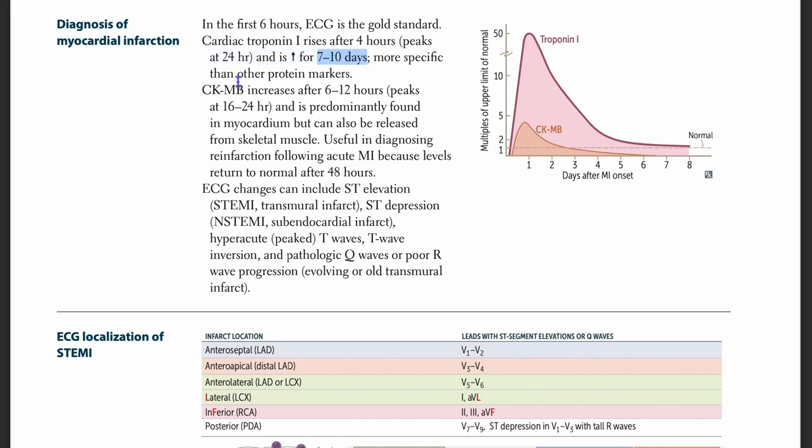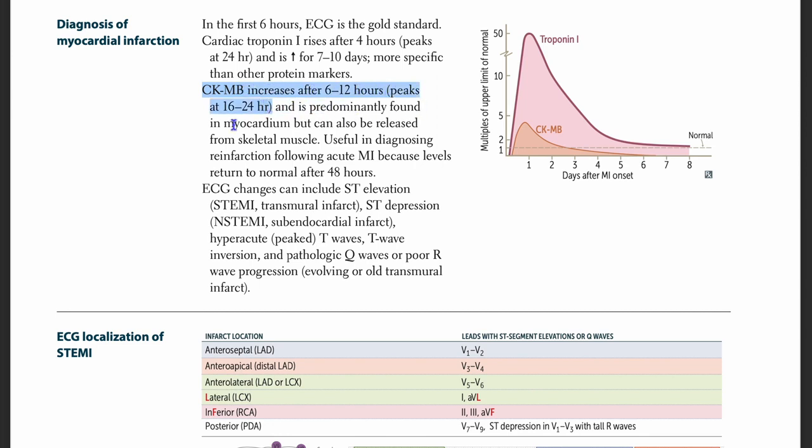It's more specific than other protein markers. So this is troponin. The levels rise up to here, and then it goes down like that. Right. So you're pretty good until like over here at least. And even if there's a minor level, there is a threshold. So if it's above that line, it's valid.